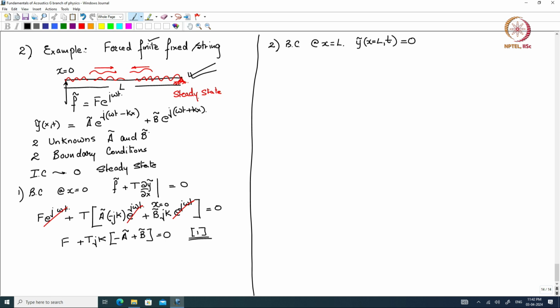So that gives me y tilde(L, t) is equal to, I will write it slightly differently, a tilde e to the power minus j k L plus b tilde e to the power j k L. I will put the e to the power j omega t outside. Now this is equal to 0. So e to the power j omega t is not 0, therefore this term must be 0. Therefore b tilde will be equal to minus a tilde e to the power minus 2 j k L.